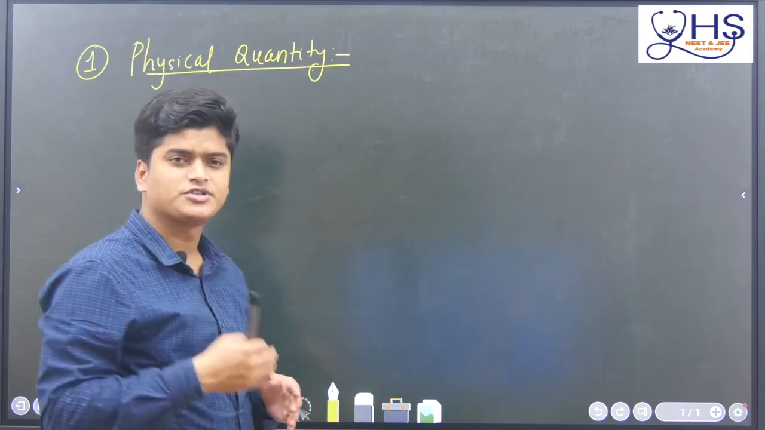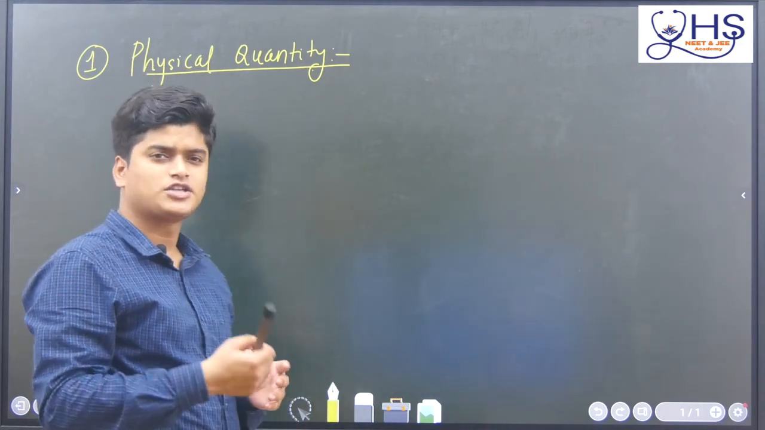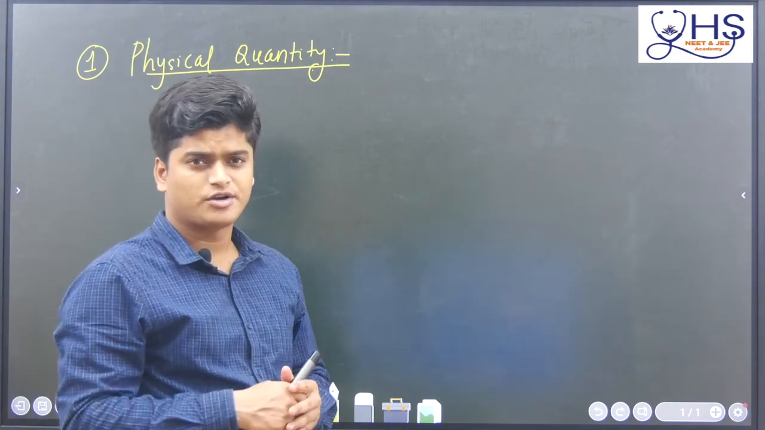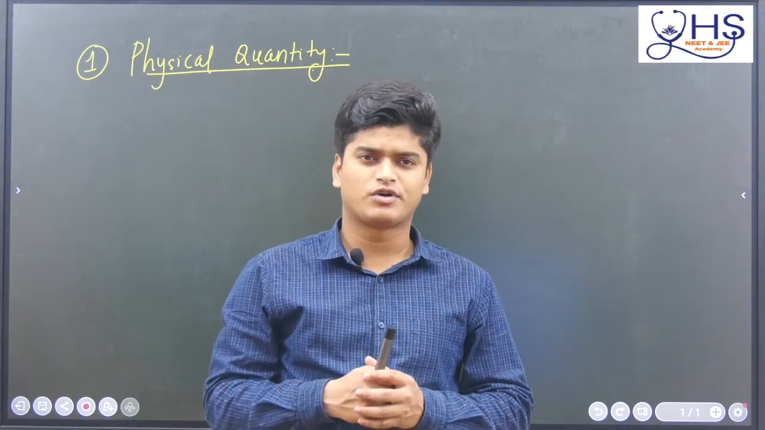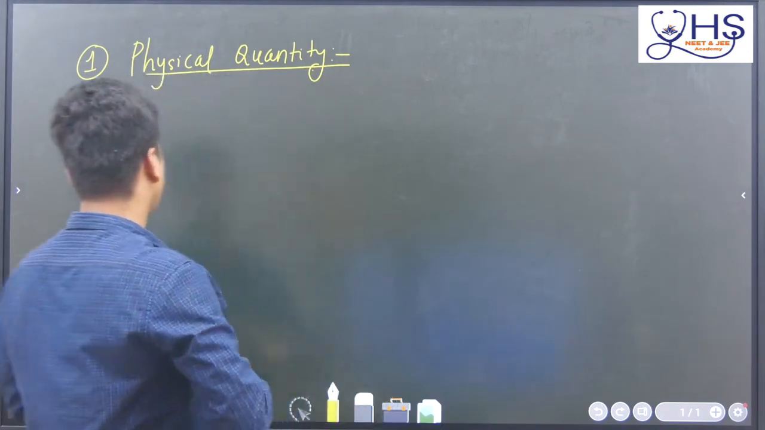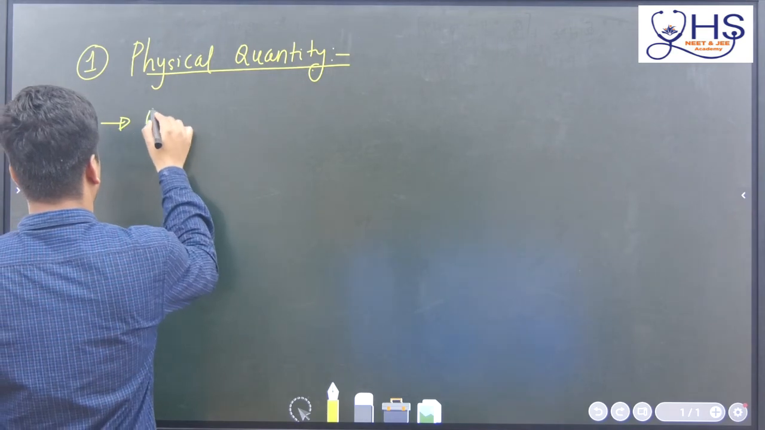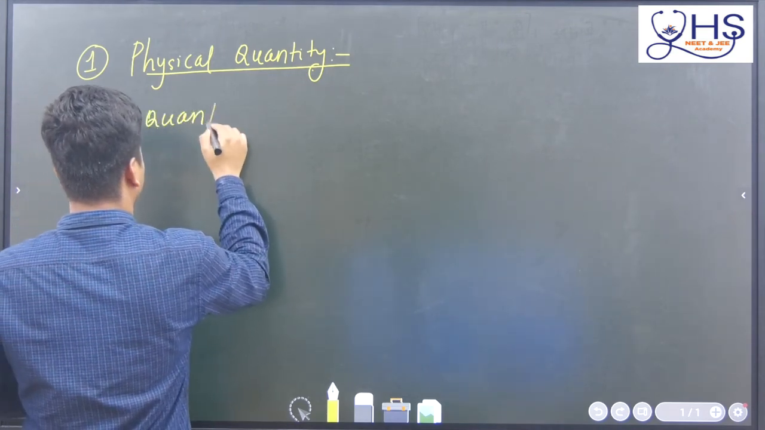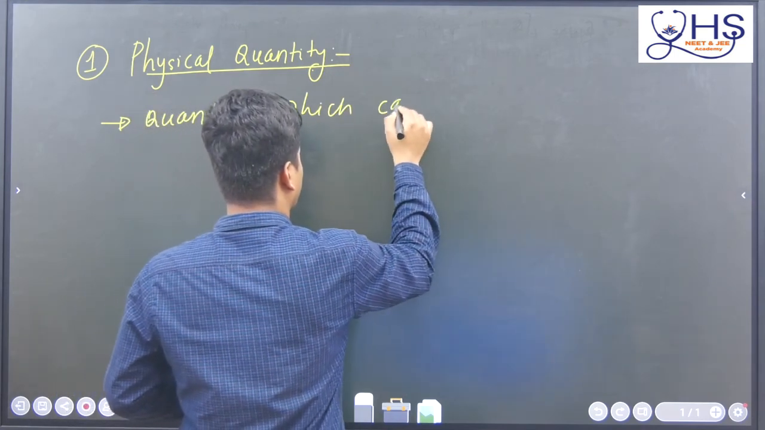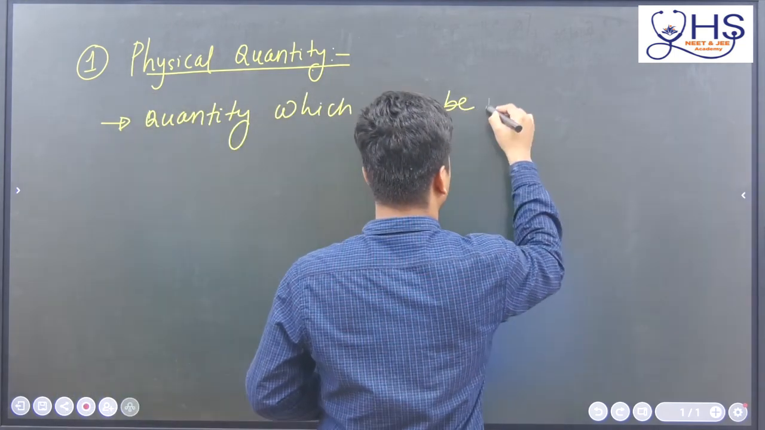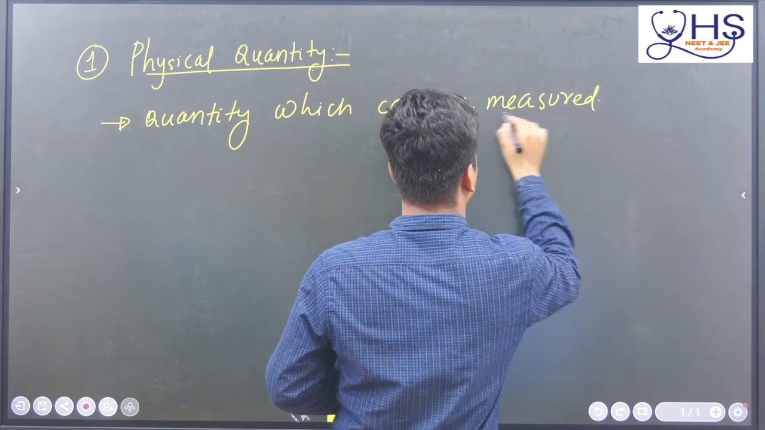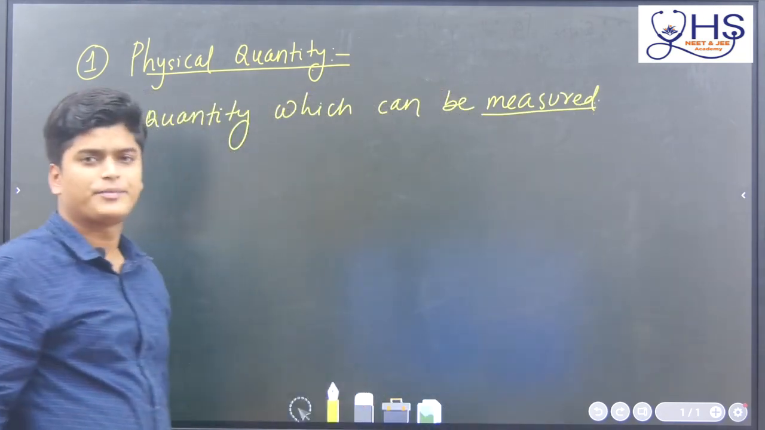Similarly, suppose you want to find the mass of an object, or the temperature of a body, or the speed of an object. These are all physical quantities, and to get these physical quantities we need measurement. So what you can write here: the quantity which can be measured by some instrument. This idea we need to keep in mind.